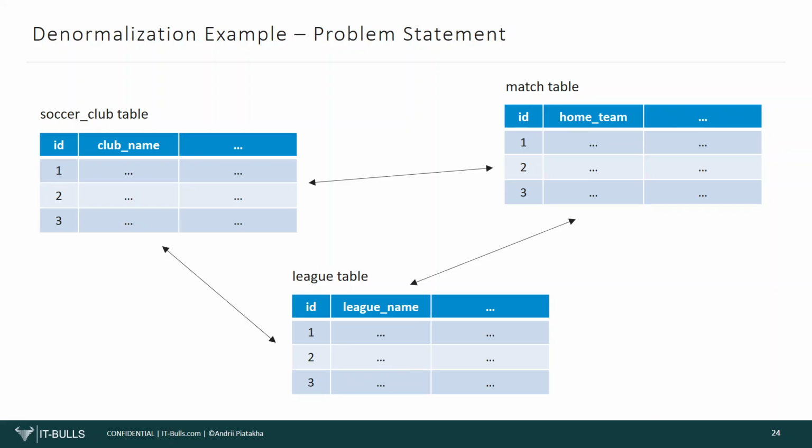Imagine that we have multiple tables. We have a table with soccer clubs. We have a table with soccer leagues. And we have a table with match data that should contain information about league, home team, and guest team. We also store a lot of other information about teams and matches.